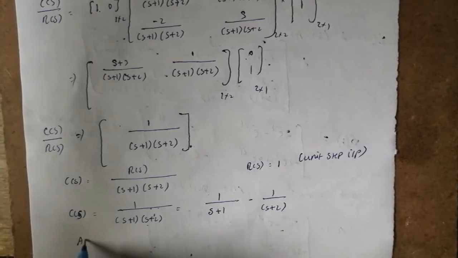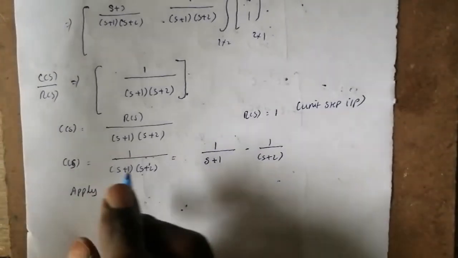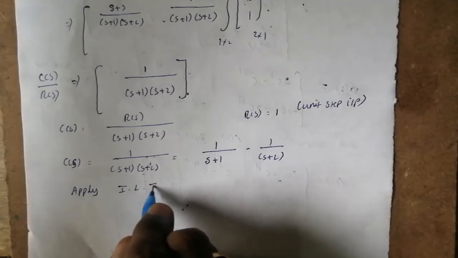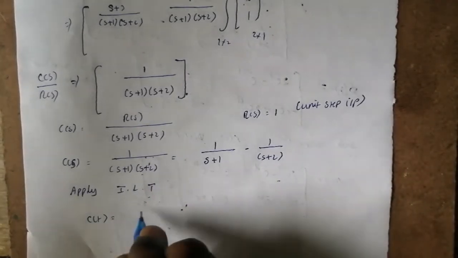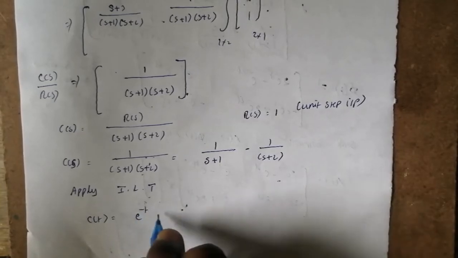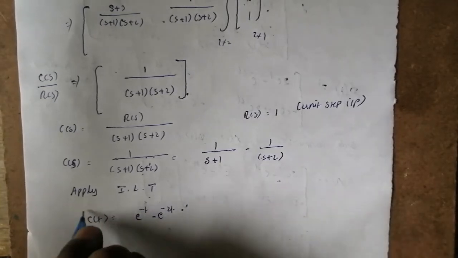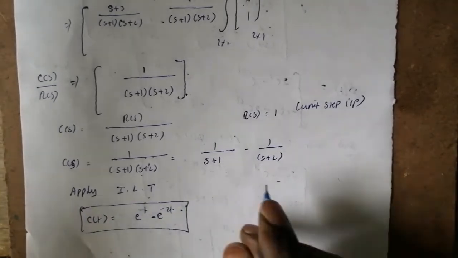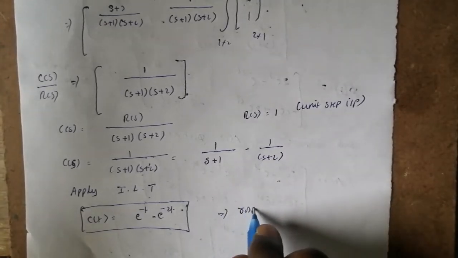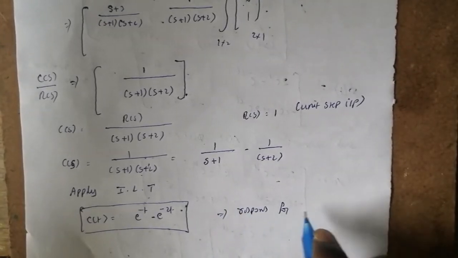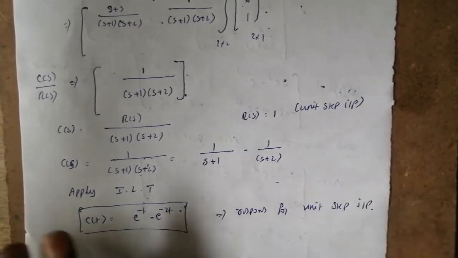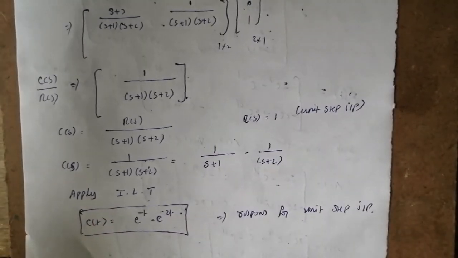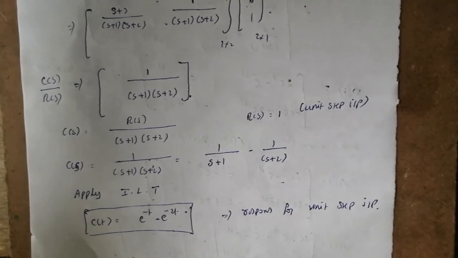Now apply the inverse Laplace transform to the above equation, then you will get c(t) equals e power minus t minus e power minus 2t. So this is the response for unit step input. This is the way of finding the different answers to problems from the state model equation.